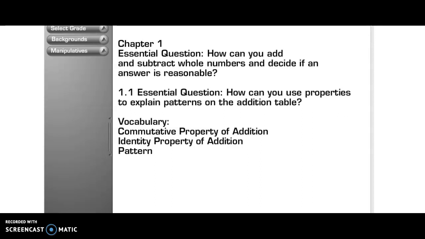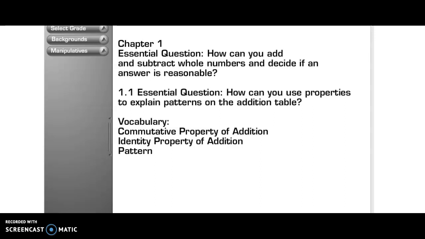Today is 1.1, number patterns. Our chapter 1 essential question is: how can you add and subtract whole numbers and decide if an answer is reasonable? We're going to dig even deeper, and today for 1.1 we're going to ask: how can you use properties to explain patterns on the addition table?